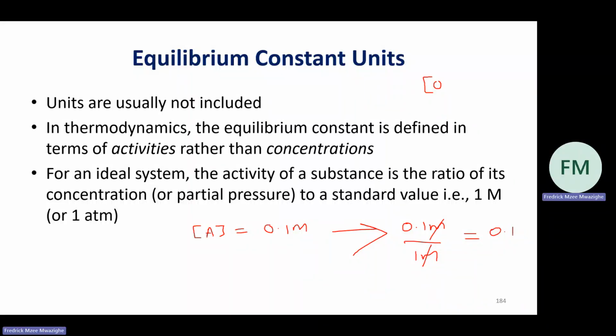That is 0.1. And then, as you will see, the equilibrium constant can also be determined by the partial pressures of the species, especially when you have gaseous species in the reaction. Then you would divide those partial pressures by 1 atmosphere. So you convert them to atmospheres and then divide by 1 atmosphere. So the units cancel out. This explains why there are no units for the equilibrium constant.